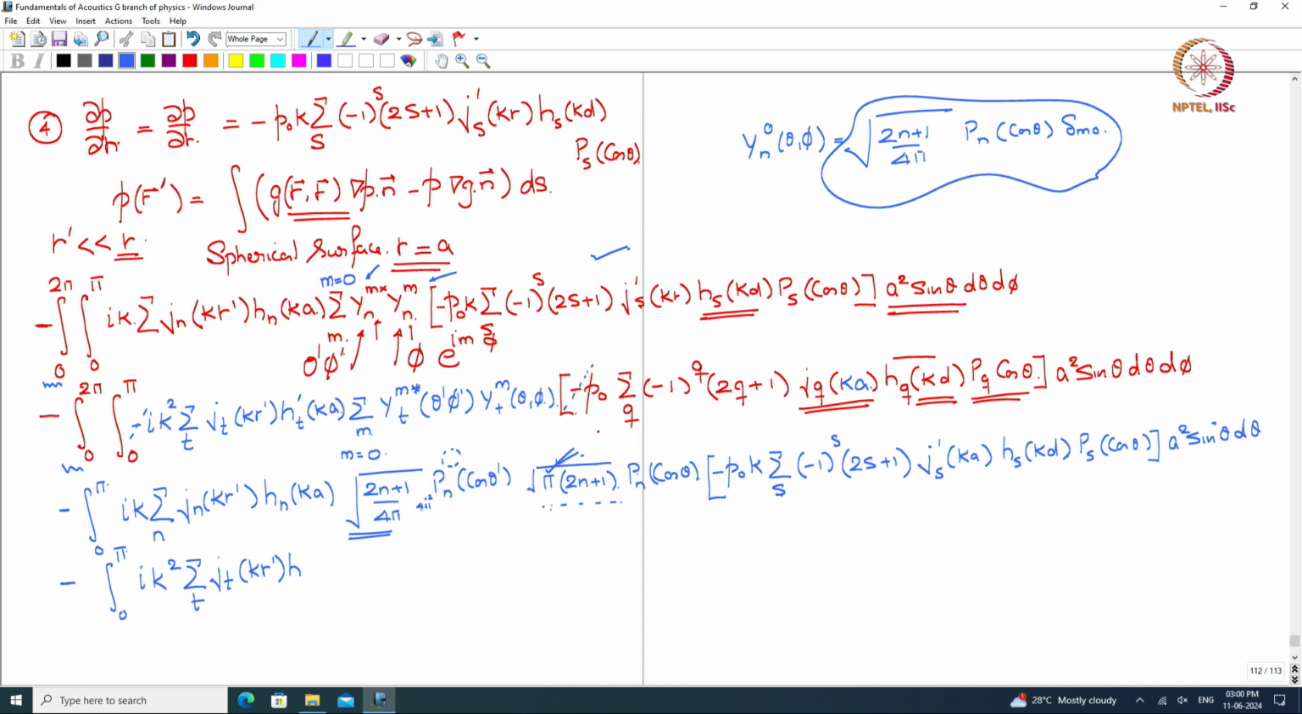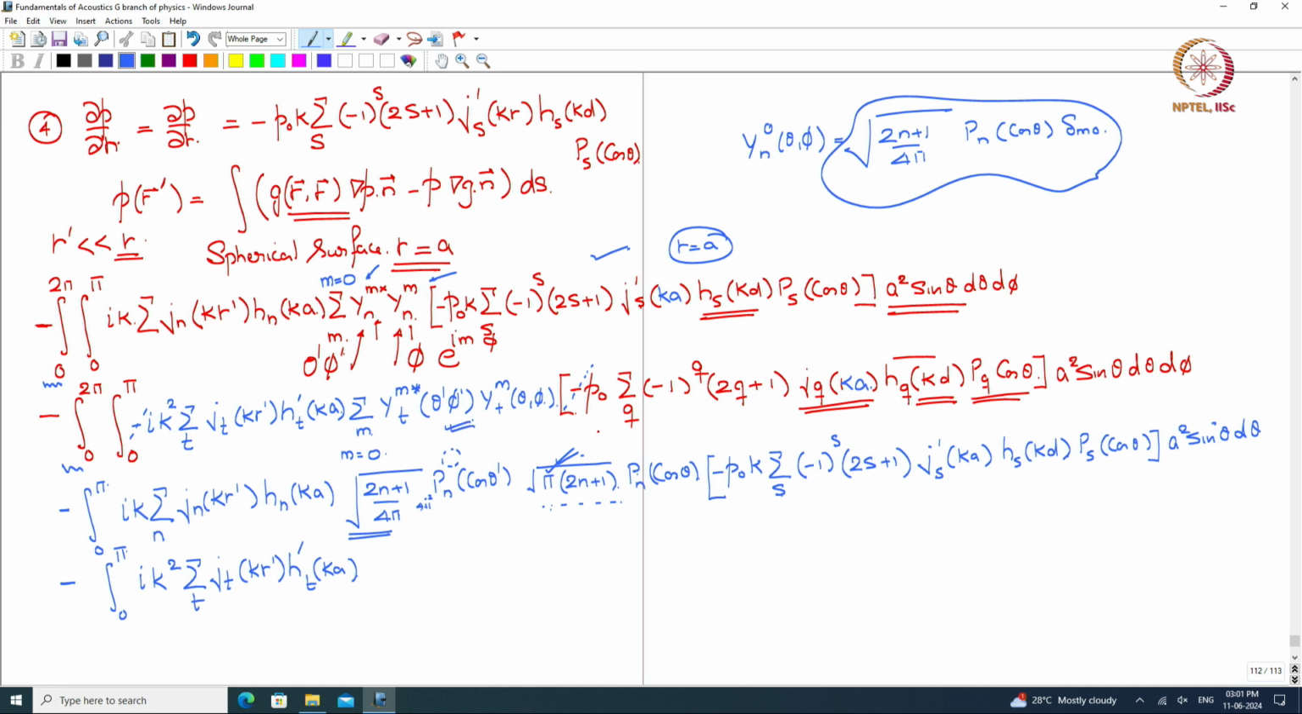This should also be A, ka, because we are on the surface r equal to a. Then h dash t, now ka. Okay, the same thing happens here.